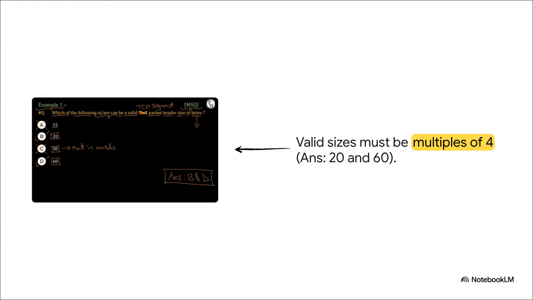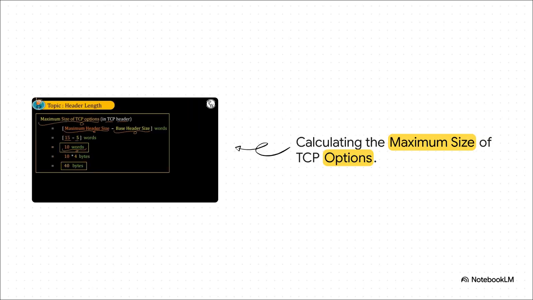This instantly eliminates 15 and 30 regardless of the minimum and maximum limits we talked about. Both 20 and 60 are multiples of 4, and they neatly fit right into our 20 to 60 byte limit rule, making them the correct answers. And this brings us to our final calculation piece, the TCP options field. If the absolute maximum header is 60 bytes, and our mandatory base header takes up 20 bytes, what actually happens to the remaining space? Well, we can subtract the 5 base words from the 15 maximum words, which leaves us with exactly 10 words. 10 words times 4 bytes means that the remaining variable space, up to 40 bytes, is entirely dedicated to TCP options. This allows the protocol to scale dynamically based on whatever the network needs without breaking the core structure.